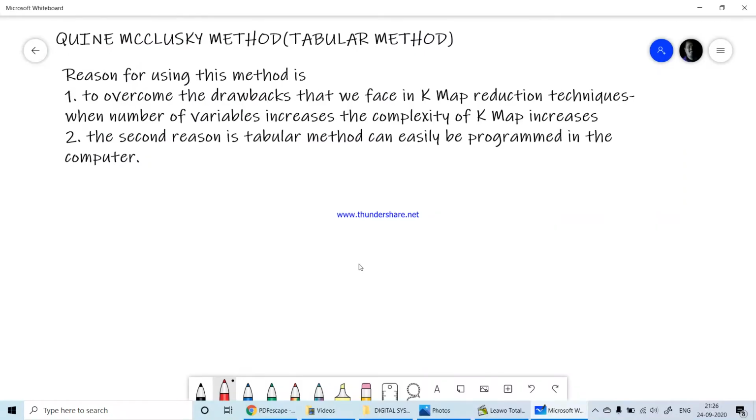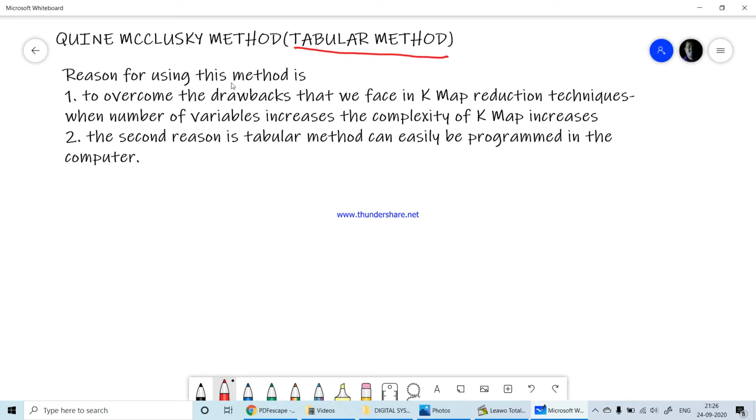Today we learn a new concept in digital system design. In module 1, this is the last topic we have in the syllabus. This is the Quine-McCluskey method, which is also called the tabular method. We'll use it to reduce the Boolean expression, as we did in the K-map reduction technique.